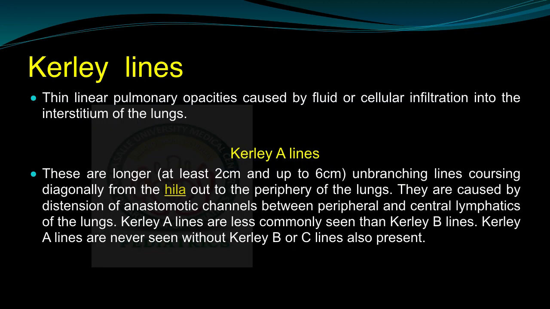Now Kerley lines. These are thin linear pulmonary opacities caused by fluid or cellular infiltration into the interstitium of the lungs. And there are three types. You have the Kerley A lines, which are longer, at least 2 cm and up to 6 centimeters, and branching lines coursing diagonally from the hila out to the periphery of the lungs. They are caused by distension of anastomotic channels between the peripheral and central lymphatics of the lungs.